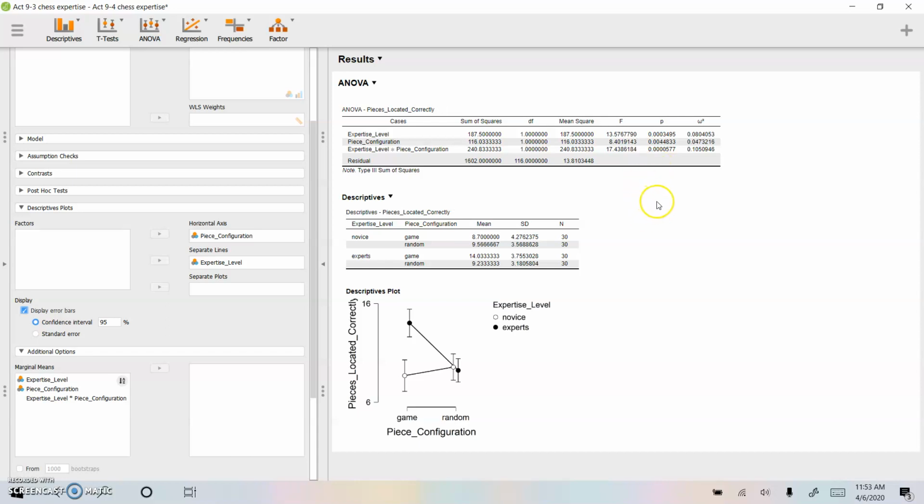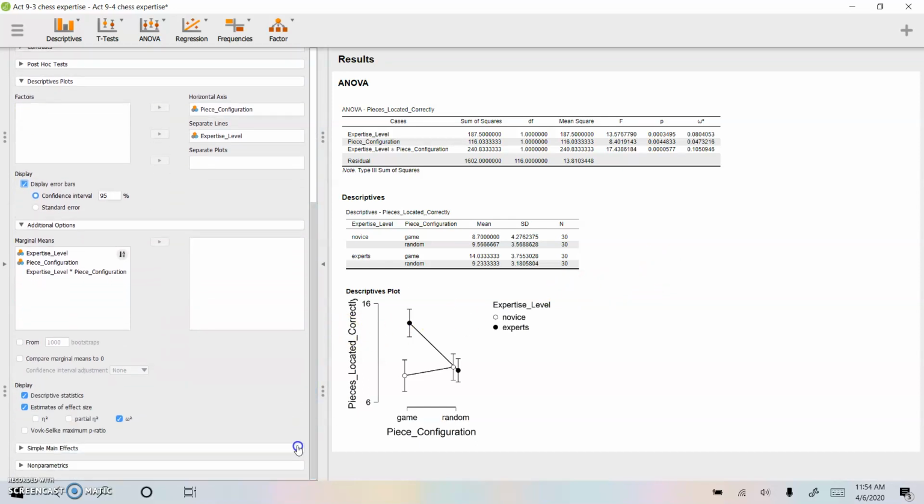So what we need to do, though, is look at this more carefully rather than just looking at a graph. And that is, we want to know for novices, is this difference between game and random, between this 8.7 and 9.57, likely or unlikely to be due to sampling error? How likely is it, really, that that outcome is due to sampling error? And for experts, how likely is it that this outcome, 14.03 versus 19.23, is due to sampling error? So to investigate that, we're going to do simple effects analyses. So click down on the simple main effects menu.